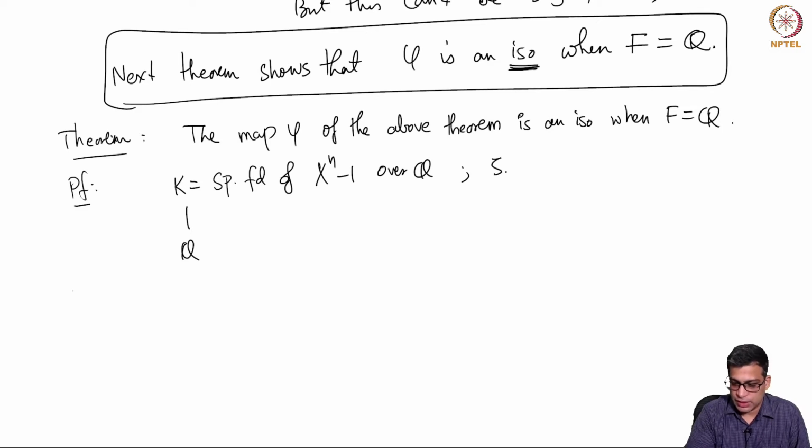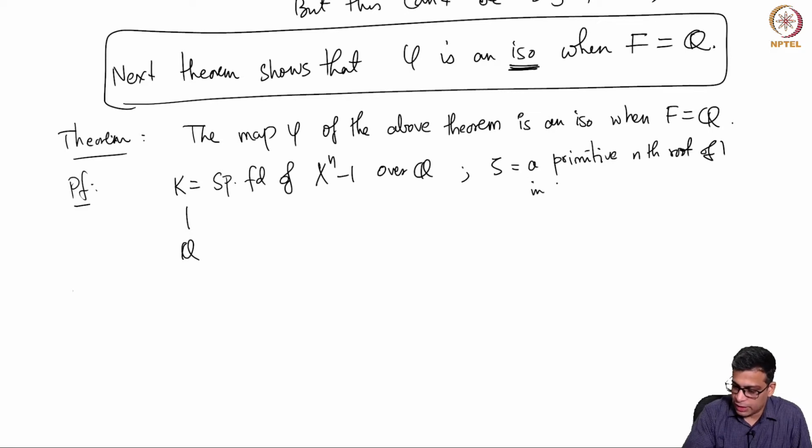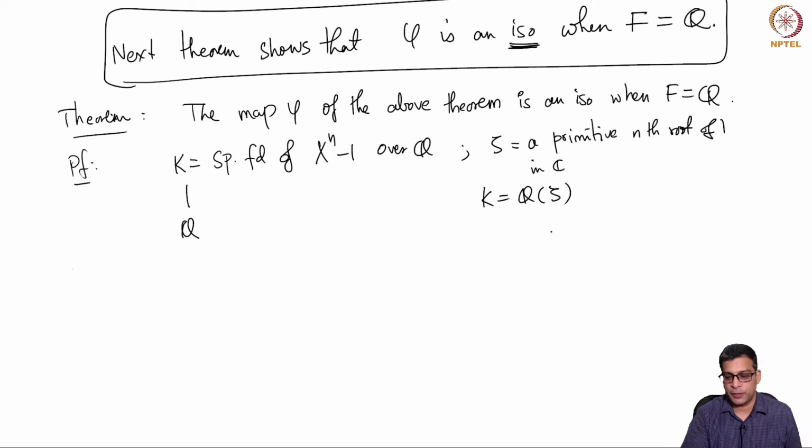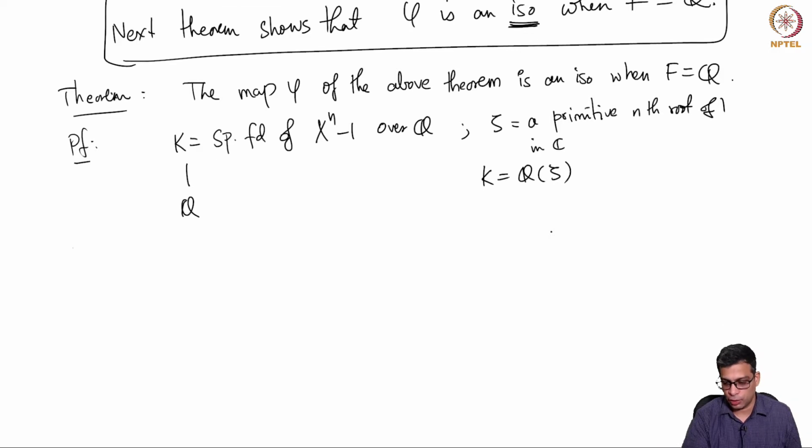And what we do know is, if zeta is a primitive nth root of 1, let's say in C, so it's a complex number, then K is actually nothing but Q(zeta). We already showed in the previous video that the nth roots of unity form a cyclic subgroup of C star in our situation. So once you have a primitive one, which is a generator of that cyclic group, you have all of them. This is something to keep in mind.